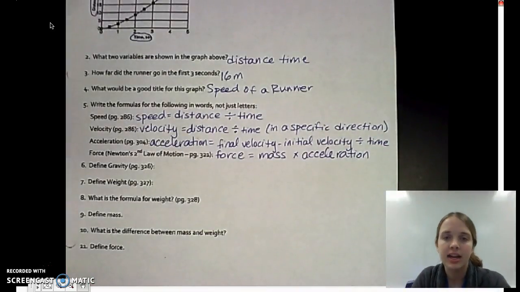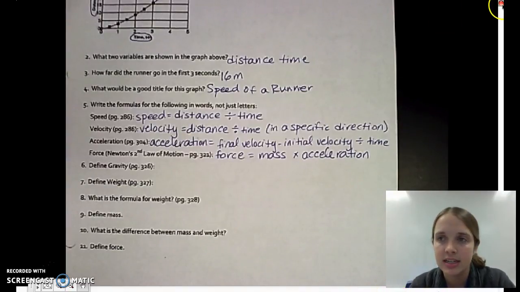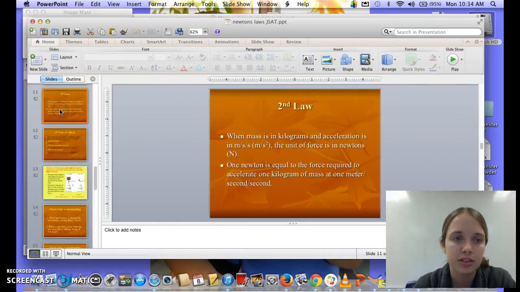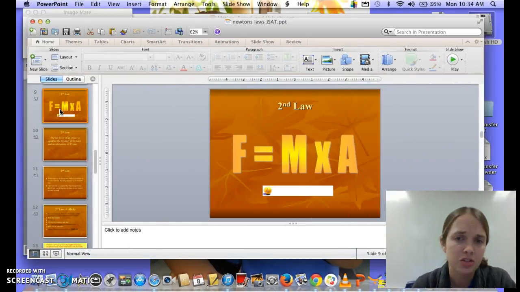Okay, and that is Newton's second law of motion, which is basically just a formula, right? F is force, M is mass, and A is acceleration. That is Newton's second law of motion. Force equals mass times acceleration.